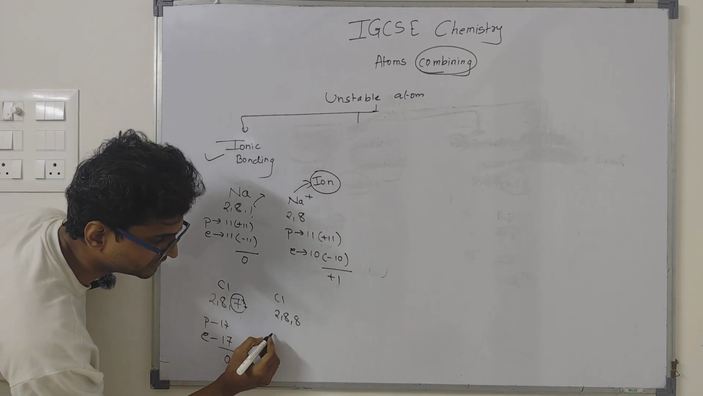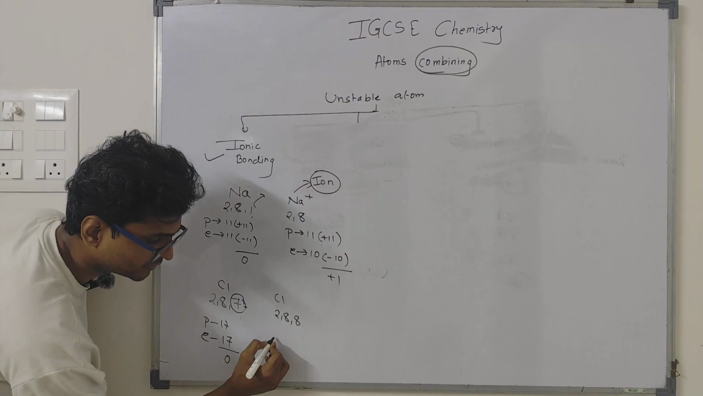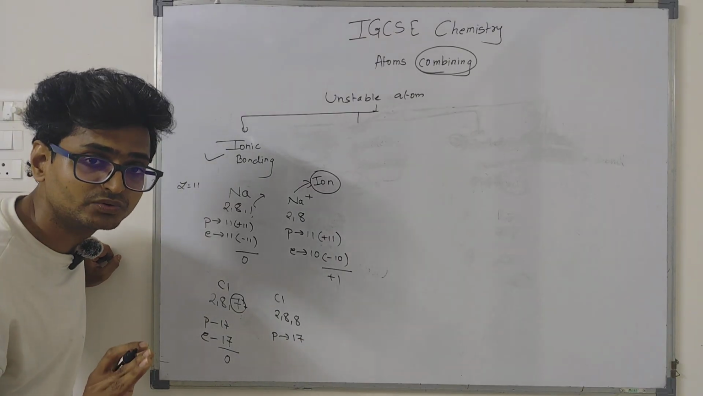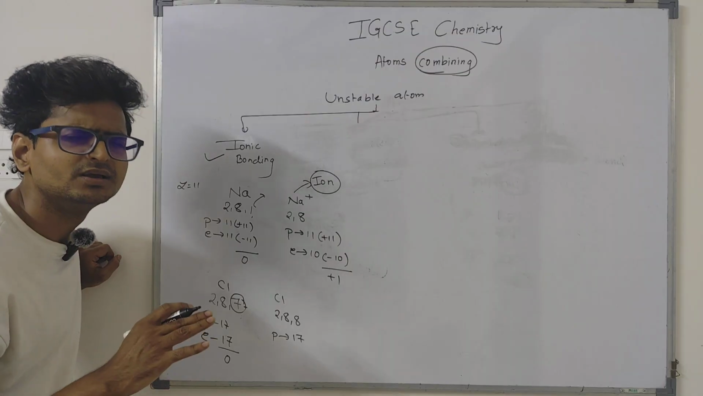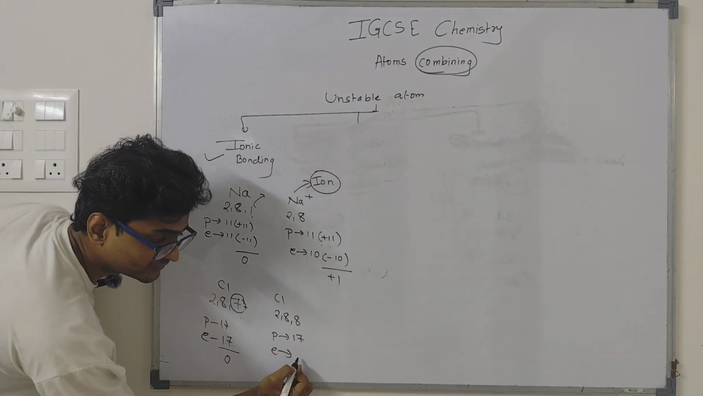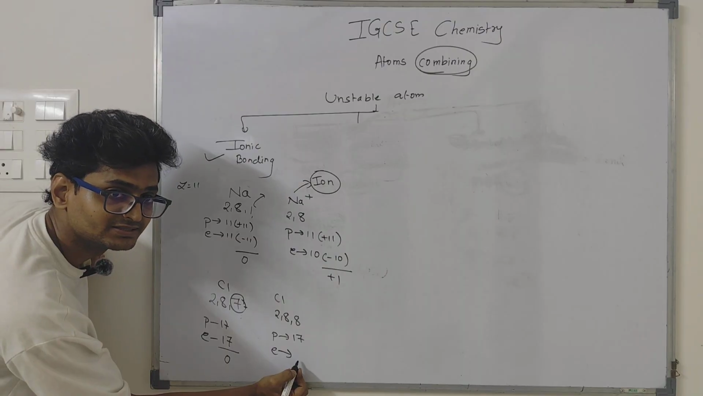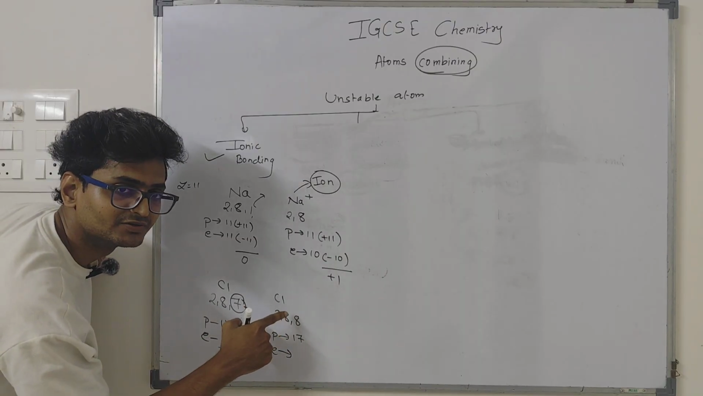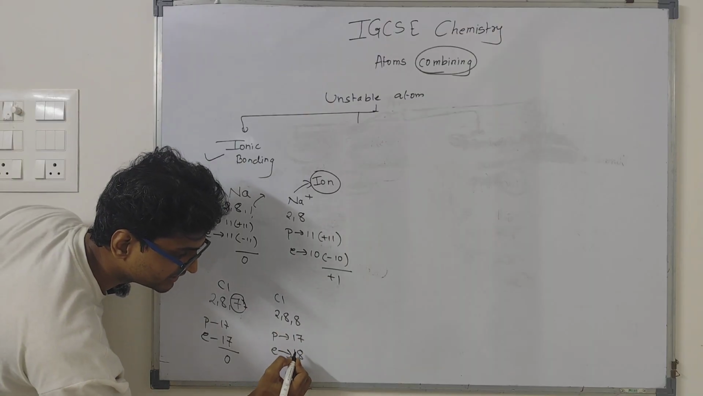Now let's see the protons. Protons will still be 17. Why? Because it's not taking a proton, it's taking electrons. So protons never change. It will be 17. But electrons will become what? Can you guess? It was 17 here. Now it has taken 1 extra electron. So the electrons will become, very good, 18.